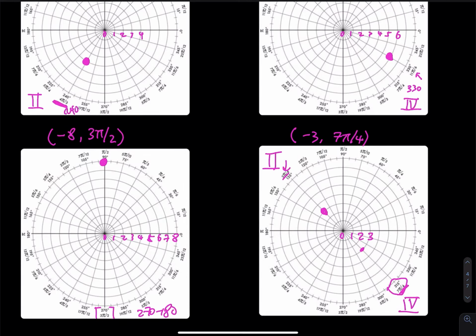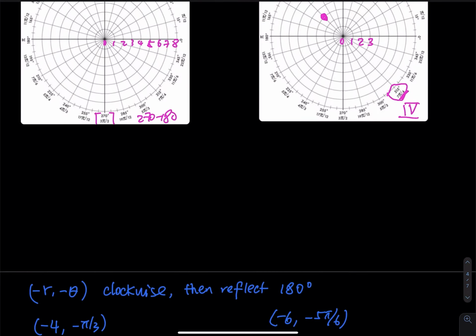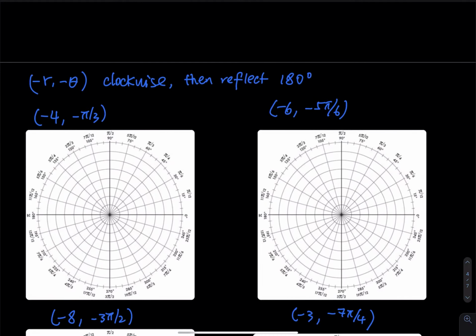And then we erase this point. All right, so that is negative r and positive angle. And then in the next one, I would like to discuss negative r and negative angle. So let's go. Negative r is clockwise, and then negative angle, you reflect 180 degrees.